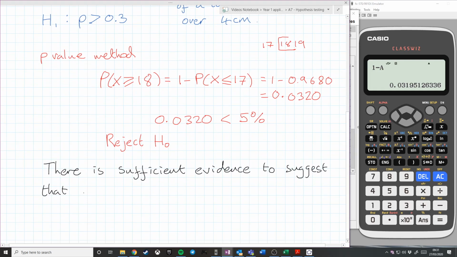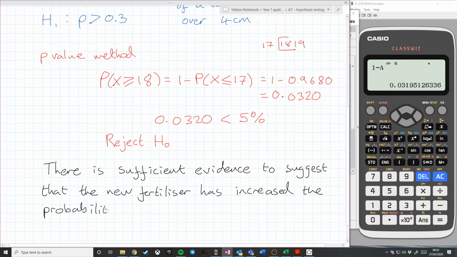There is evidence to suggest that the new fertilizer has increased the probability of a tomato having over 4 centimeter diameter. Okay, and that is that hypothesis test complete.